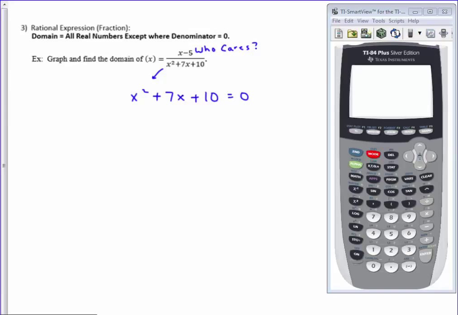To solve a quadratic equation, quadratic means that the highest power on your x is squared. You want to get 0 on one side, which is already done, and then you want to factor the non-zero side. To factor a trinomial, this left-hand side is a trinomial because it has 3 terms. It has an x squared, an x, and a constant. Then you're going to factor by using backwards FOIL.